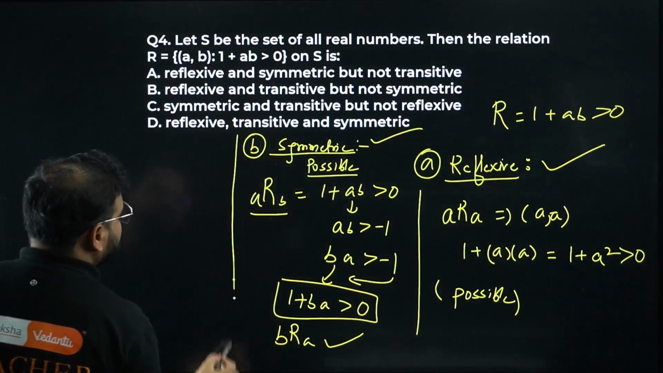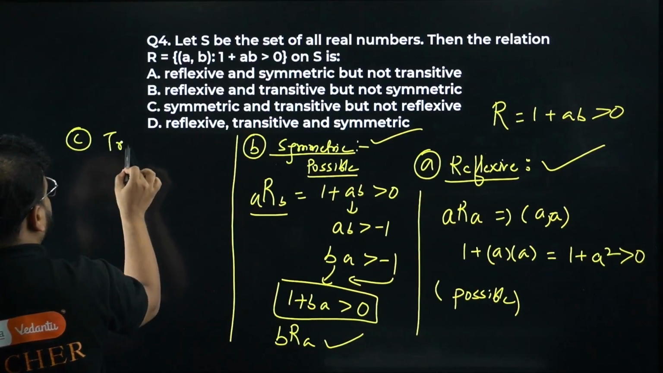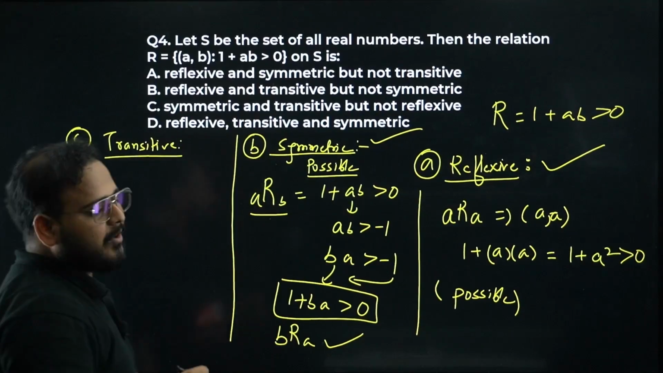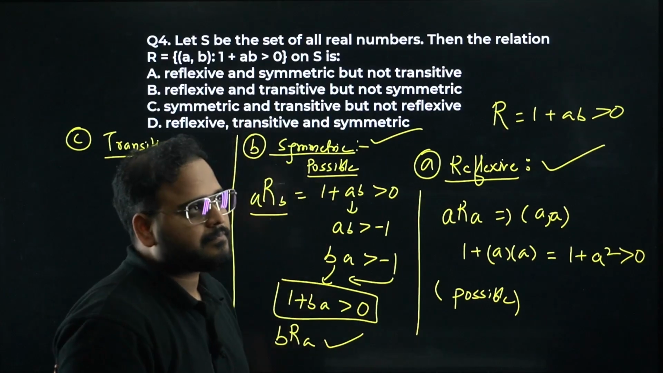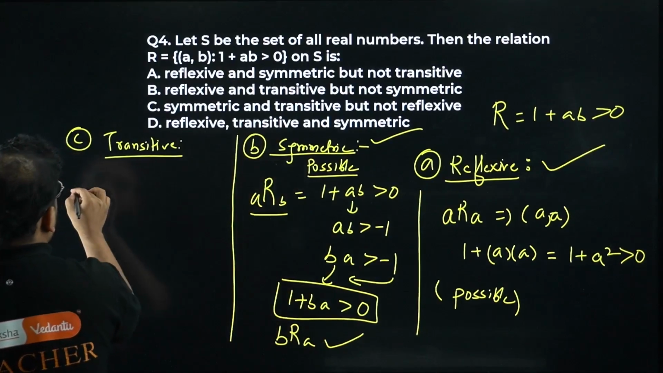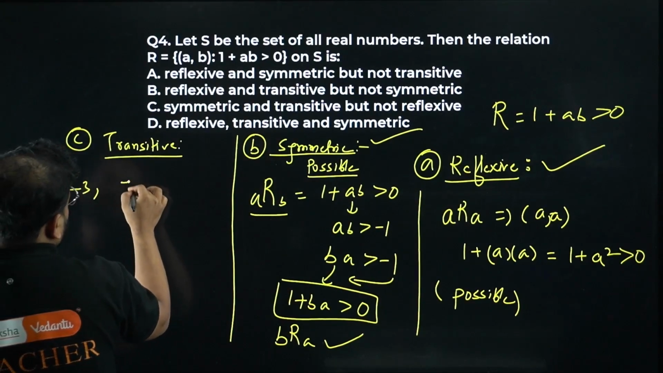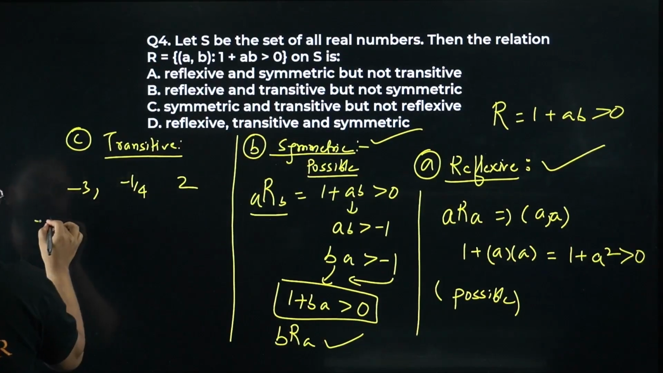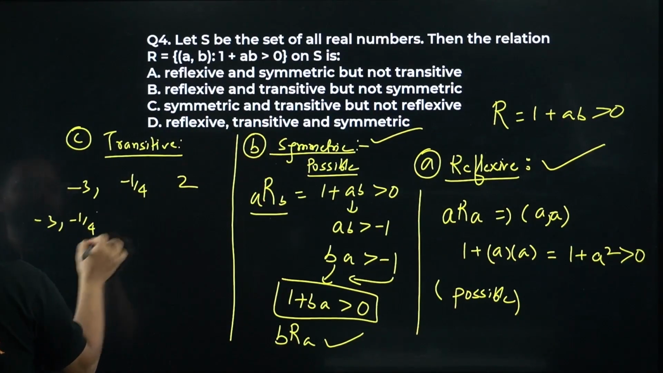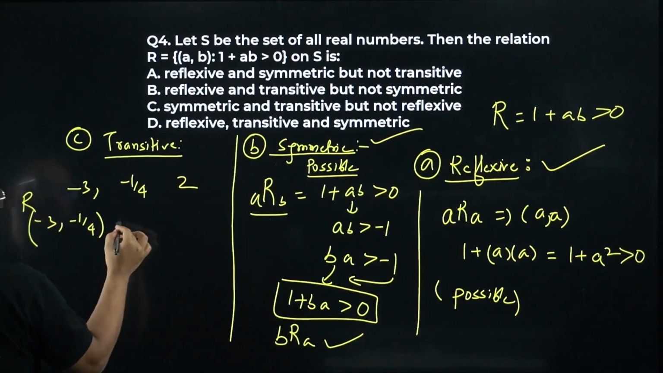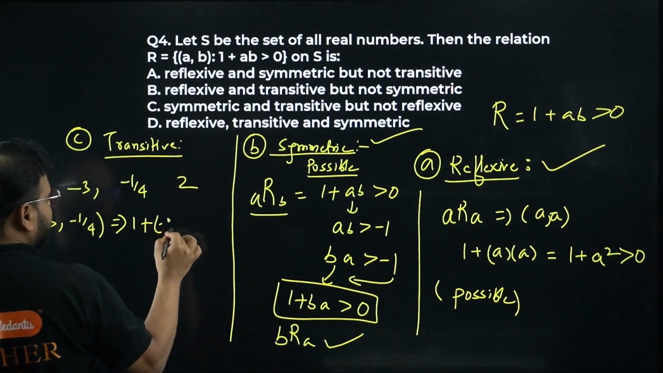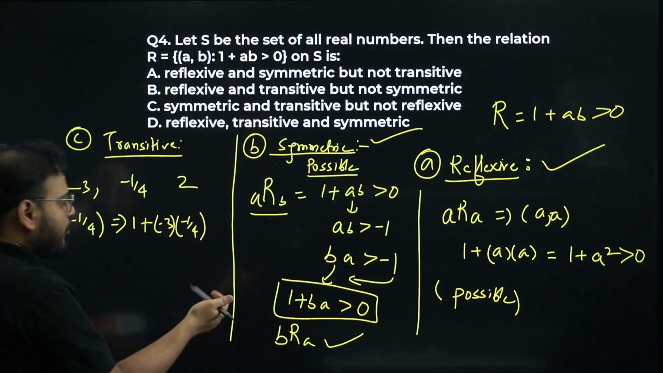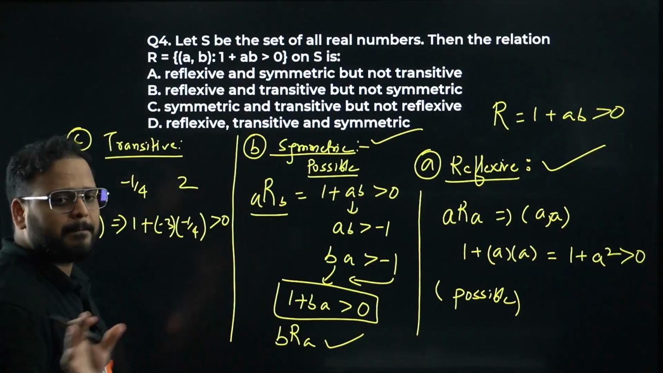Let's check the last one, which is transitive. Okay, now think about a couple of numbers. Let me take -3, -1 by 4 and 2. Let's make the ordered pairs that we have. So -3 comma -1 by 4. For this you apply the relation: 1 plus -3 times -1 by 4. It will become 1 plus 3 by 4, which is of course more than 0. So this is not a problem.